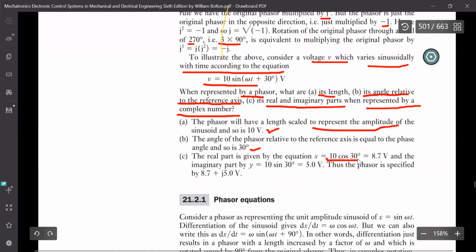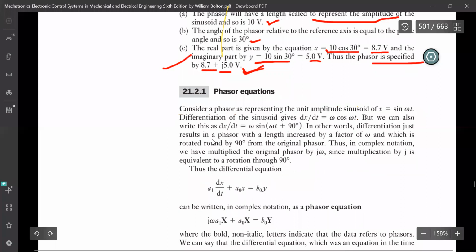Okay, I already told you that x is in the form of cos and y is in the form of sine. So the total length of the vector, which is 10 into cos 30, is equal to your x part, and similarly your y will be equal to 10 sine 30, which is 5. So the phasor is specified by x plus iota into y. So this is how you have found your phasor, right? This is representing this behavior of the system as a phasor solution.